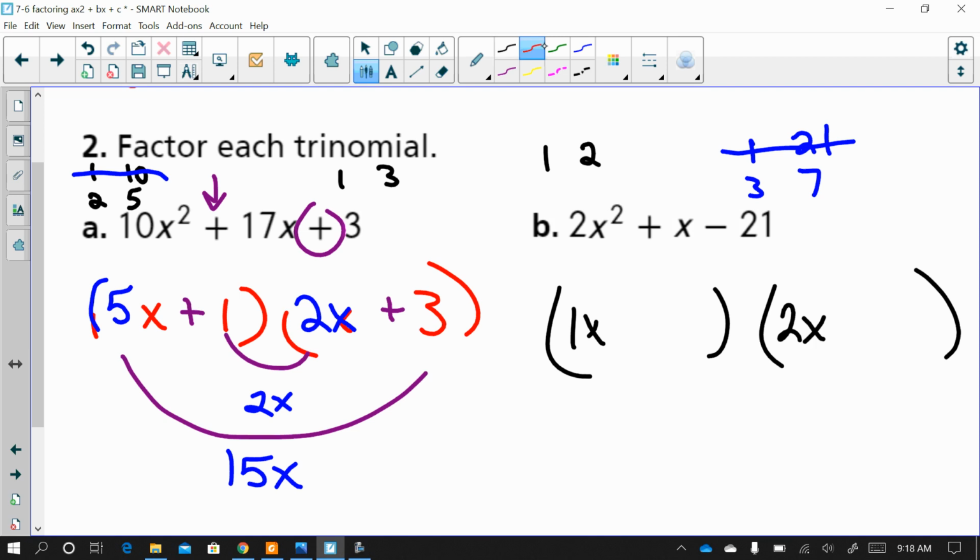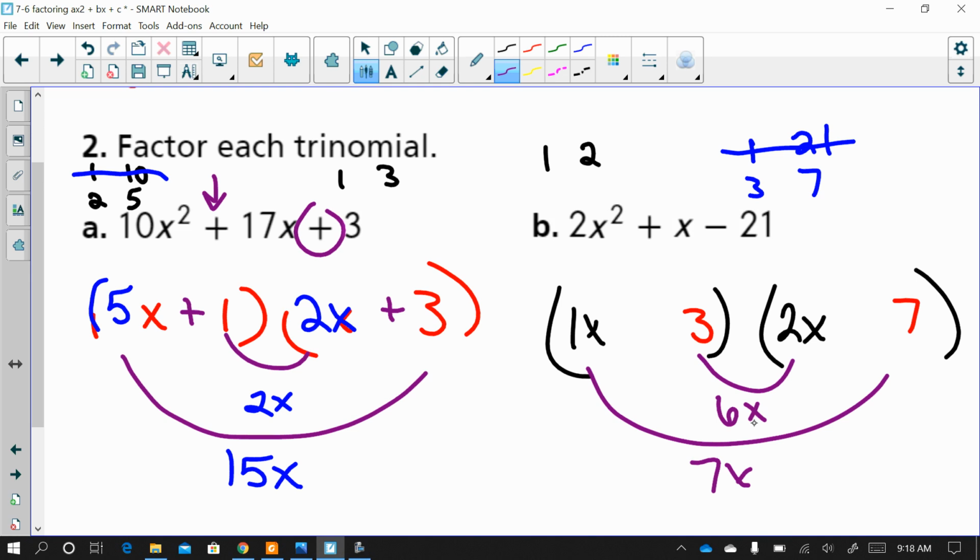Okay, we have 3 and 7. Let's try the 3 here, the 7 here. Insides and outsides. Outsides I get 7x. Insides I get 6x. Can I make 1 out of 7 and 6? Absolutely. Okay, if I subtract. So this is where the signs come into play. C is negative, which means my signs are different. One's plus, one's minus. Okay, I look here, I need a positive one. So 7 and 6, the bigger one gets the positive. 7's bigger, so I get the plus 7 minus 6.